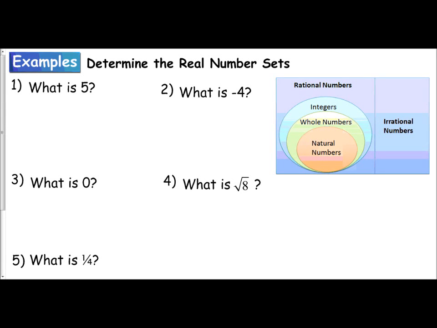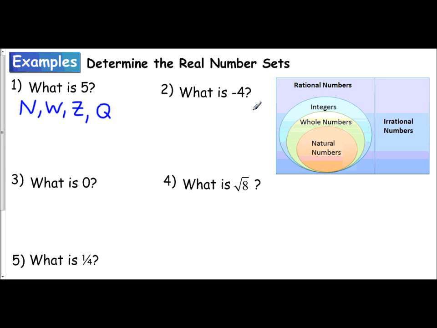Let's determine the real number sets that the values that we're given belong to. So if we look at 5, what number set or sets does 5 belong to? 5 is one of our natural numbers, those are counting numbers. And if it's a natural number, it's also contained in the whole number set, the integer set, and the rational set. So therefore 5 is natural, whole, integer, and rational.